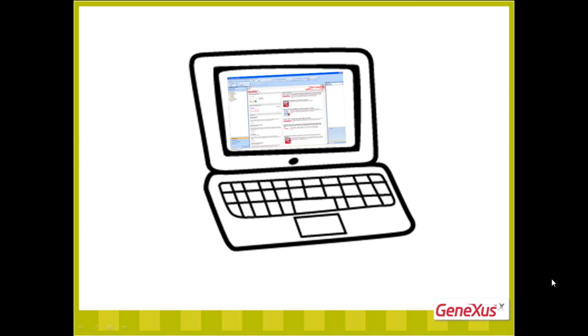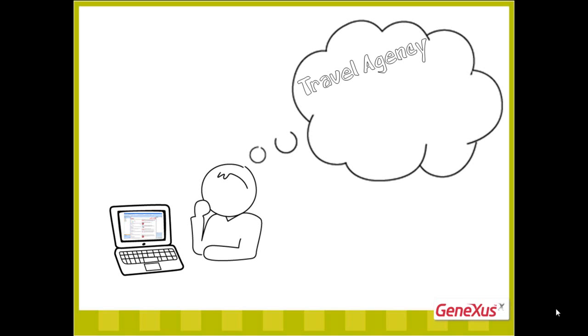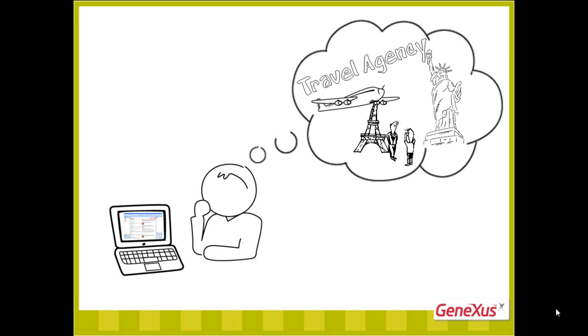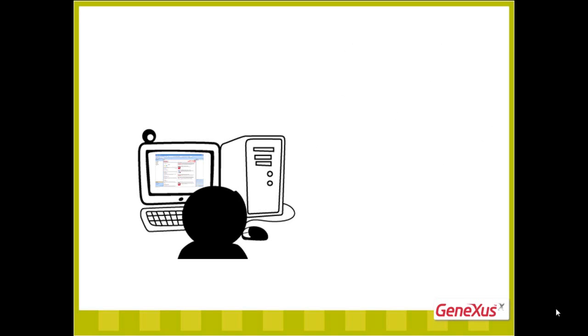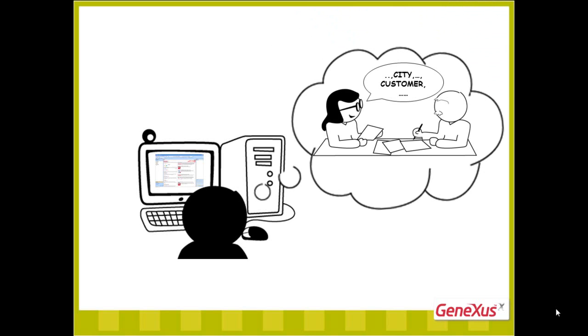Once the knowledge base has been created, the next step is to describe the objects of reality using GeneXus objects. To identify these objects of reality, we recommend paying attention to the words used by the users.